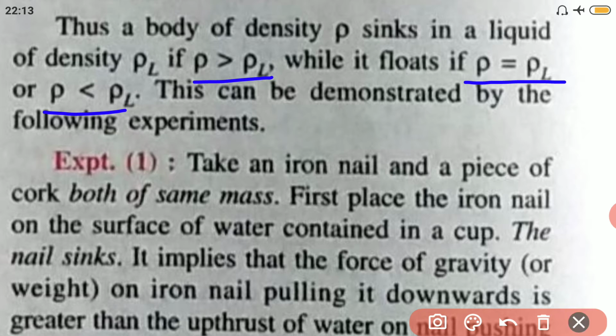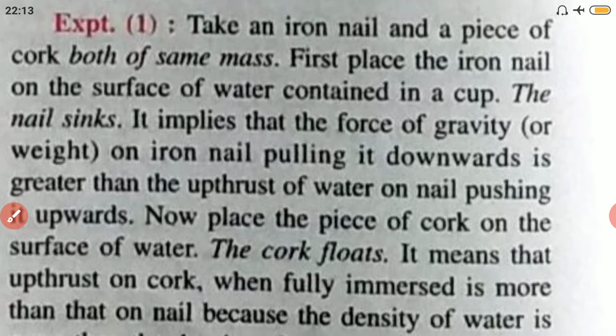So experiment number 1: take an iron nail and a piece of cork, both of the same mass. First, place the iron nail on the surface of water in a cup. The nail sinks. It implies that the force of gravity, or the weight on the iron nail pulling it downwards, is greater than the upthrust of water pushing it upwards.